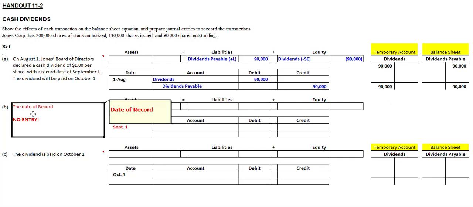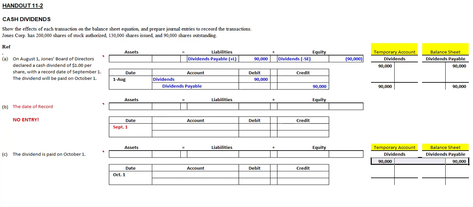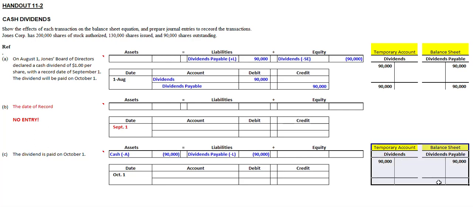Now, when we pay these dividends on October 1st, we're of course going to have a decrease in cash of $90,000. And we will decrease our liability by $90,000. We can see our T accounts left over from our August 1st transaction. And when we debit dividends payable, we will post that to the T account. And we will, of course, have credited cash for $90,000. So as of October 1st, we've zeroed out the dividends payable account, but we still have a $90,000 debit balance in that temporary account called dividends.